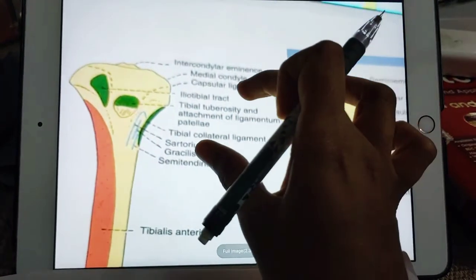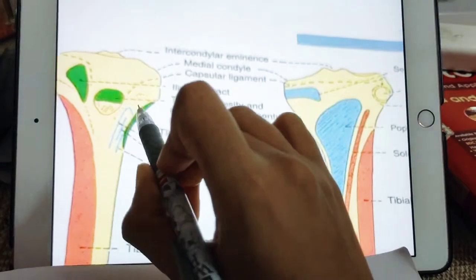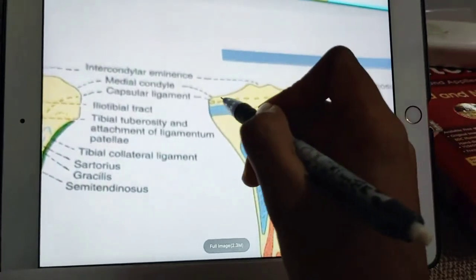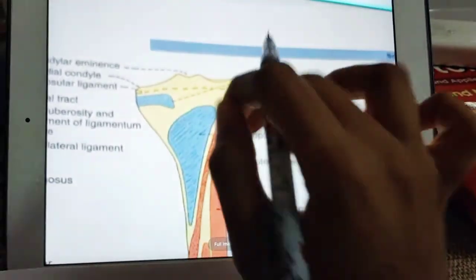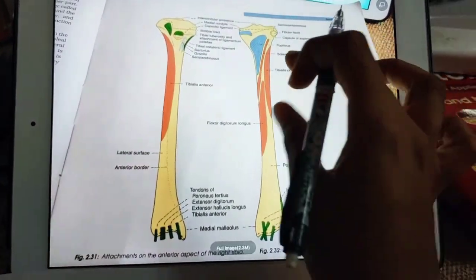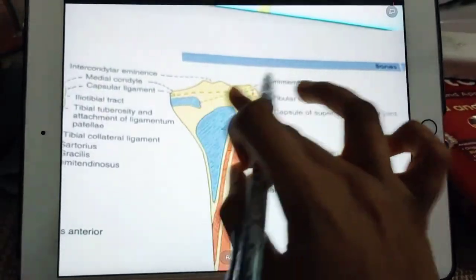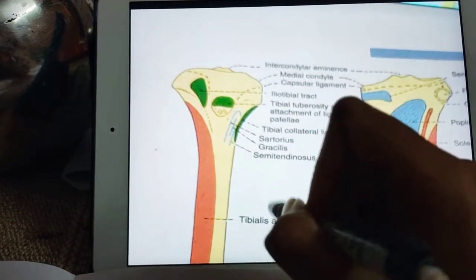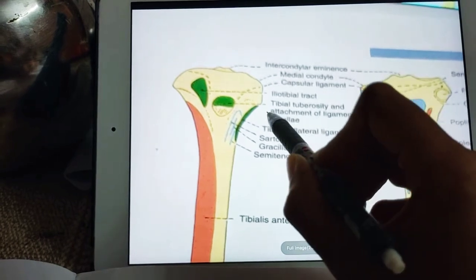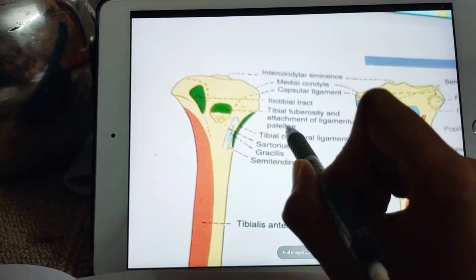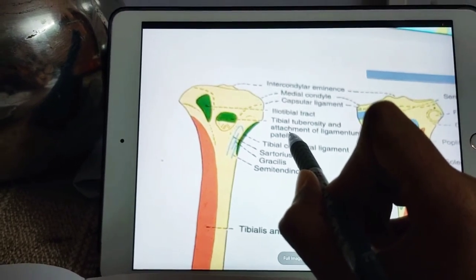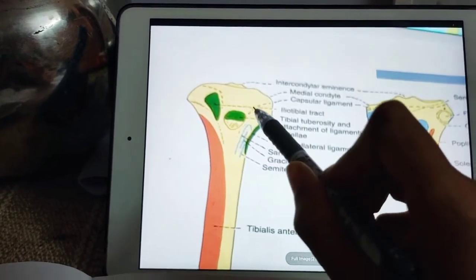So here you can see it's mentioned this is a capsular ligament, and here this is a capsular ligament. Okay, so you can see here the tibial collateral ligament attachment, and also there is the tibial tuberosity, and there is attachment of ligamentum patellae. So this ligamentum patellae is actually a retinaculum which is attached to the anterior surface.